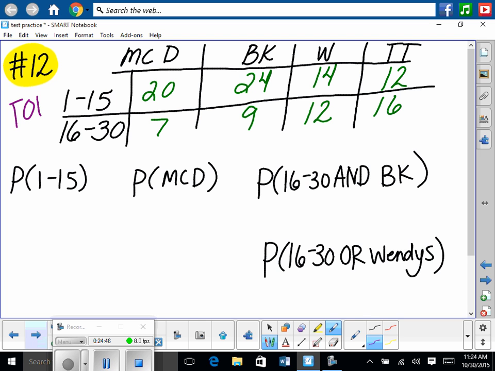Well, just total them up. Don't make it harder than it is. There's 20 plus 24 plus 14 plus 12 plus 7, plus 9, plus 12, plus 16. So there's a total of 114 people total.